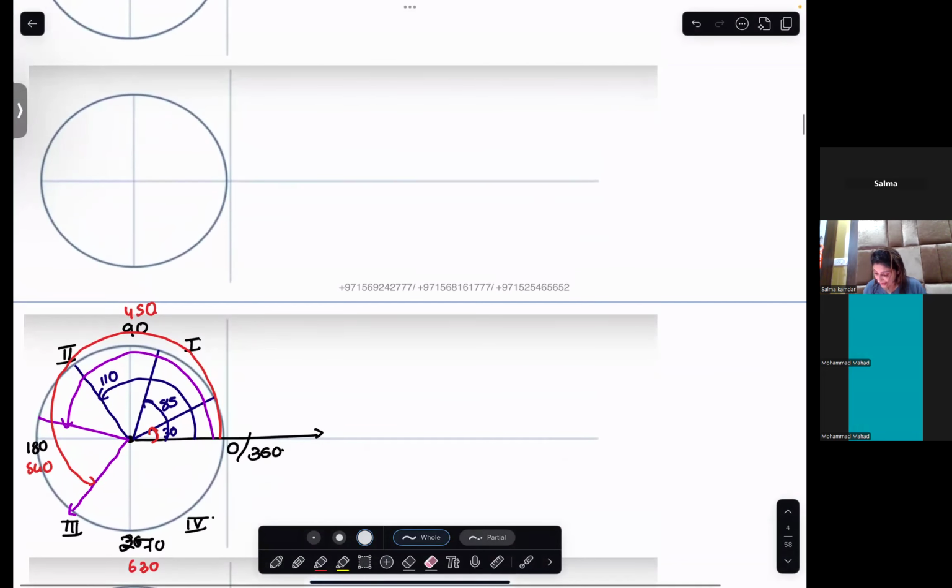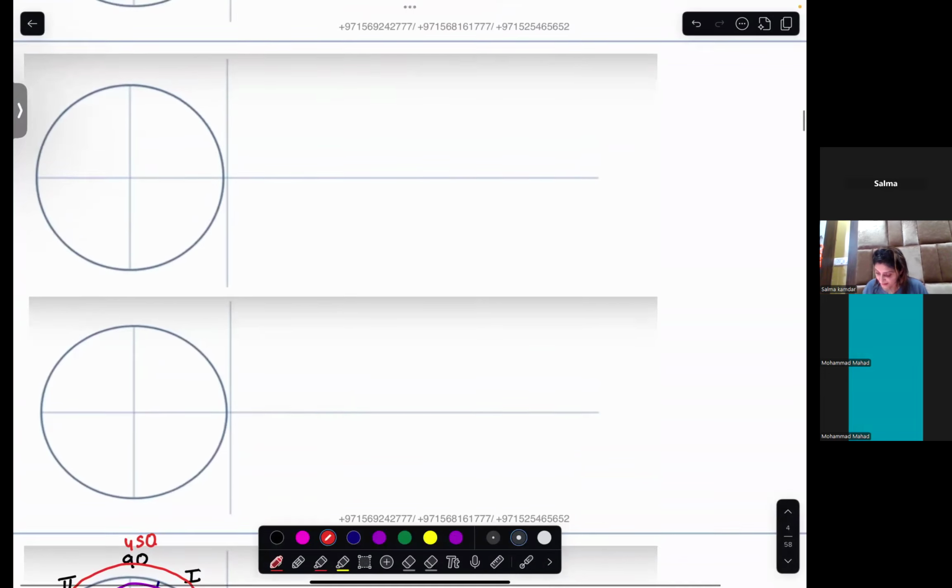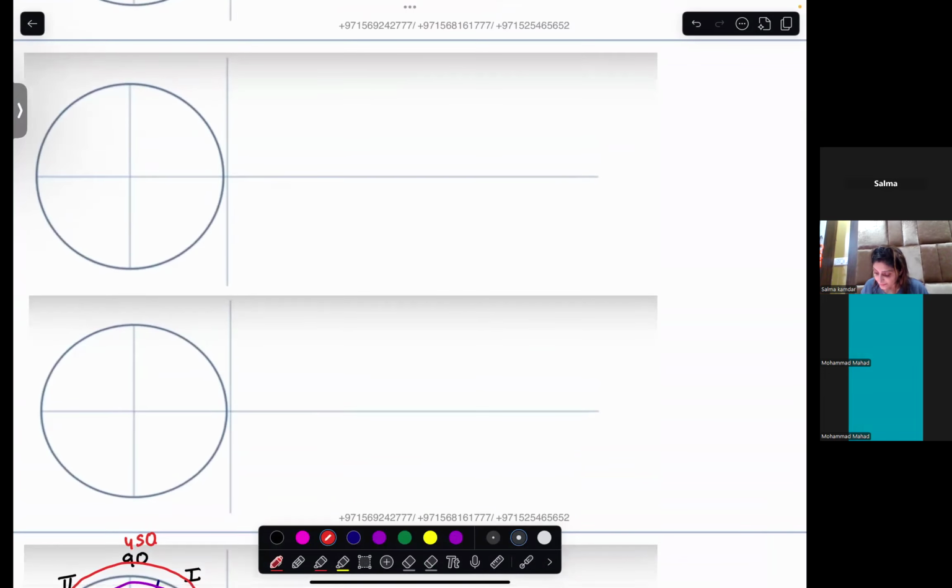Now we will talk about angles between 0 and 90 degree. You know how to measure this thing, right? What we will put over here? Here you will put 0. This would be 90, 180, 270 and then 360.